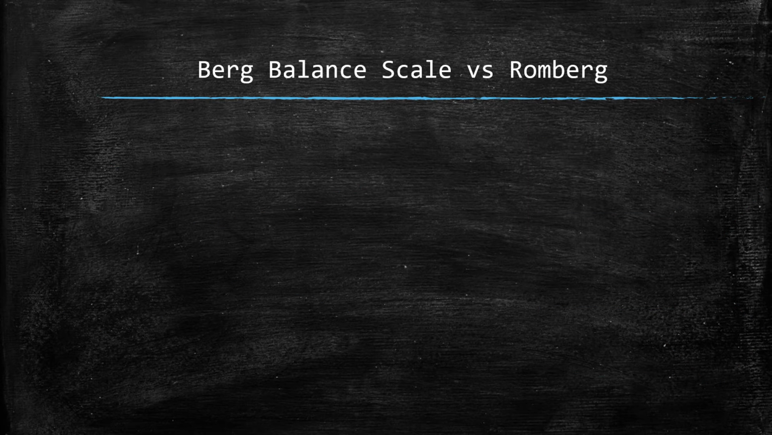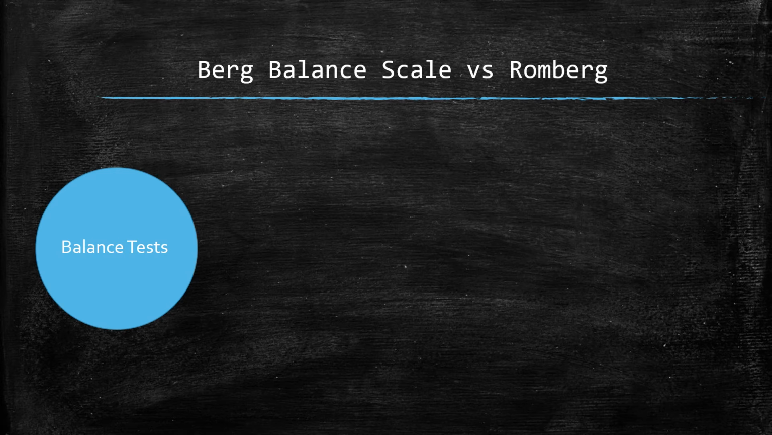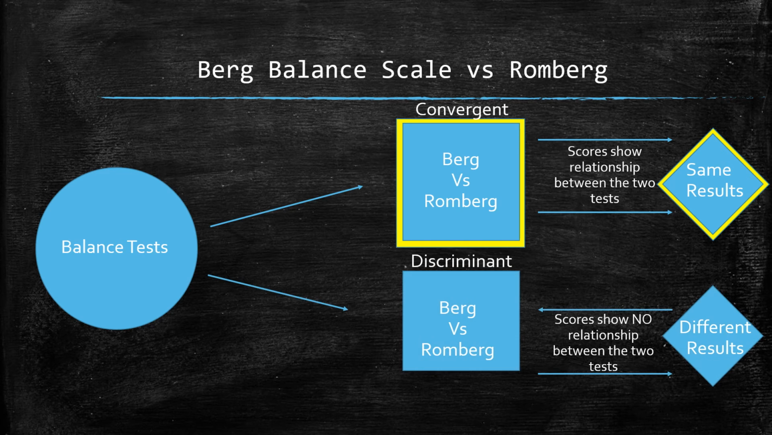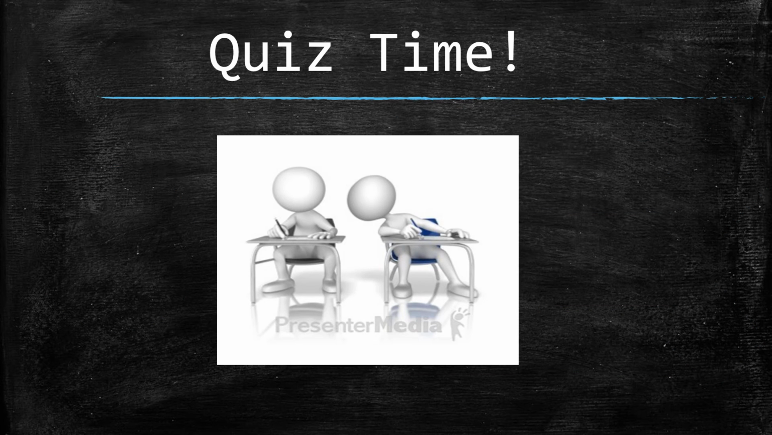Let's do one more example, the Berg balance score versus the Romberg test. For this example, we will be reviewing the construct validity between two balance tests. If both the Berg balance and Romberg produce similar results and there is a strong positive correlation, then both tests are measuring balance and have convergent validity. If the two scores differ and there is no relationship, then we can conclude that the Romberg test does not measure balance. Now let's try some questions.